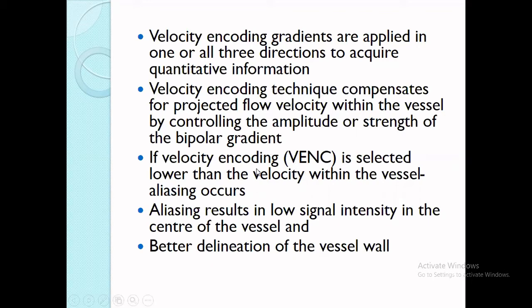If you select a velocity less than that of the particular vessel, because every vessel has its own velocity, then aliasing will happen. Aliasing is an artifact. Aliasing results in low signal intensity in the center of the vessel, as well as better delineation of the vessel wall.